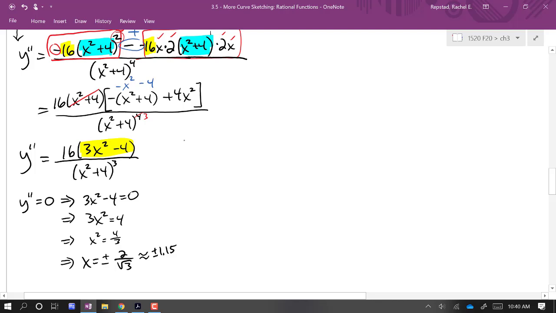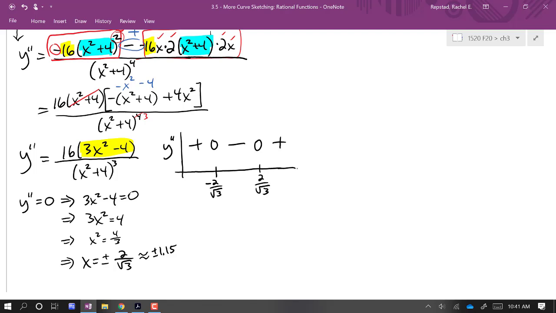All right, so now we have these two spots where the second derivative is 0. I'm only making a single row here. This is a very simple sign chart to make because 16 is always positive, so I don't need a row for that. The bottom, x squared plus 4 cubed, is always positive, so I don't need a row for that. The sign for y double prime is determined entirely by this highlighted factor, 3x squared minus 4. And I know that's 0 at those two spots. If I plug in something in between, like 0, I'd get a negative, and if I plug in something outside of those two values, it'll give me a positive. You could check that on the calculator, but I think you'll confirm that conclusion. Now we've got both of our derivatives. We've made these little sign charts.